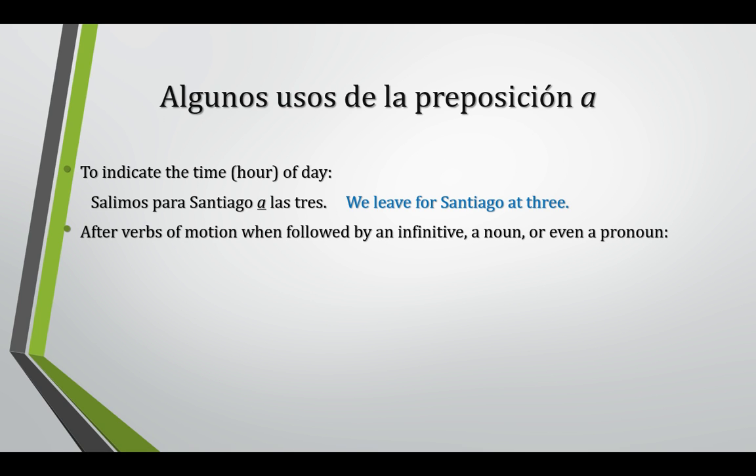It is also used after verbs of motion, when followed by an infinitive, a noun, and even sometimes a pronoun. Now this is kind of unusual, and we'll see an example here. In inglés, we're going dancing tonight, or we're going to go dancing tonight. En español, vamos a bailar esta noche. Let's take a look at this. We're going, vamos. It says we're going to dance, or we're going to go dancing, but vamos a bailar.